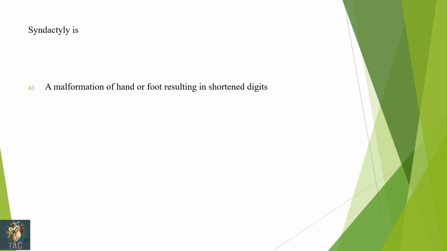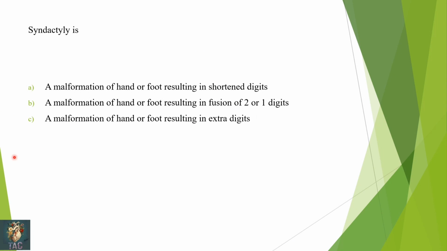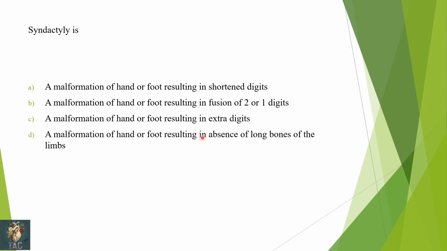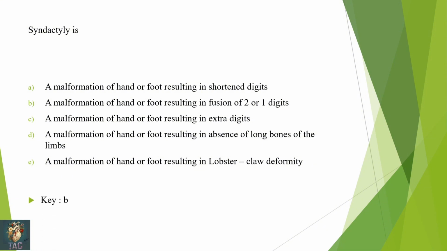What is syndactyly? Syndactyly is either malformation of hand or foot resulting in shortened digits, malformation of hand or foot resulting in fusion of 2 or more digits, malformation of hand or foot resulting in extra digits, malformation of hand or foot resulting in absence of long bones, or malformation of hand and foot resulting in lobster's claw deformity. So basically a very simple question. Syndactyly is the fusion of 2 or more digits, and this is the answer.